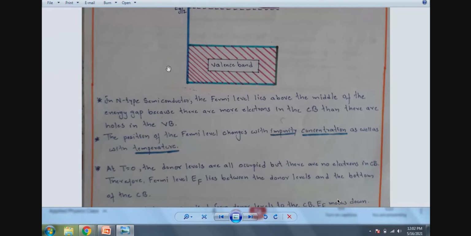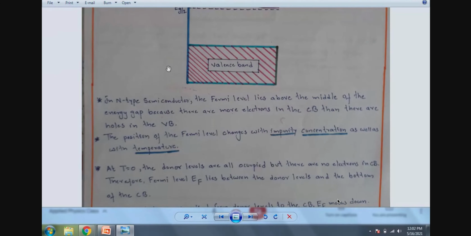Now, you get the same expression. What is the density of holes in the valence band as per the intrinsic semiconductor? It is the same. NH is equal to 2 times (2 pi m_h kT by h squared) to the power of 3 by 2, e to the power of (EV minus EF) by KT. That is equation 1. Here, the next is the number of electrons per unit volume in the acceptor level.